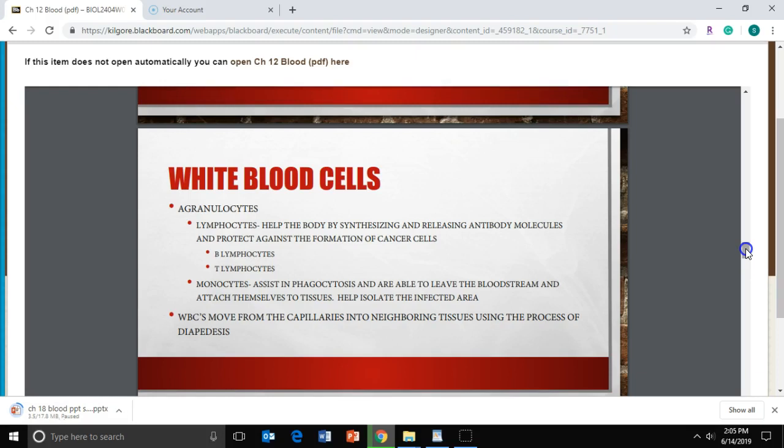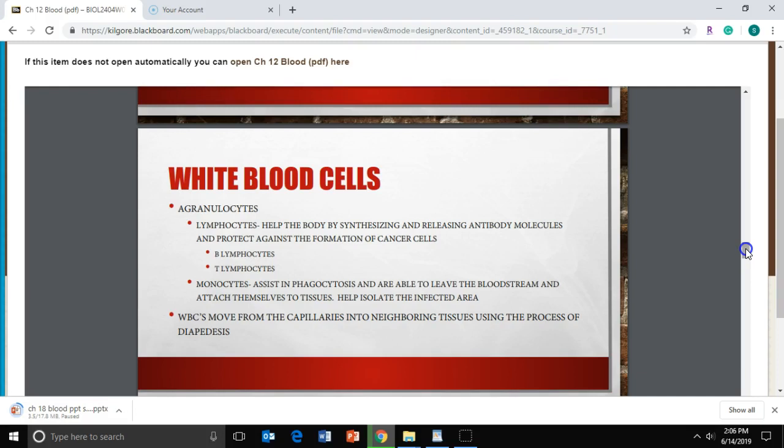The second type of agranulocyte is a monocyte. And monocytes can assist in phagocytosis, and they're able to leave the bloodstream and attach themselves to tissues. So they help to isolate the infected area. Because they are phagocytes, they can engulf and get rid of debris or bacteria.